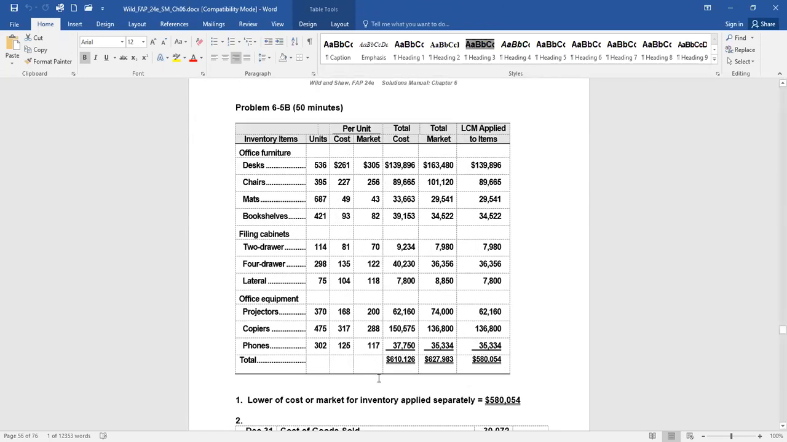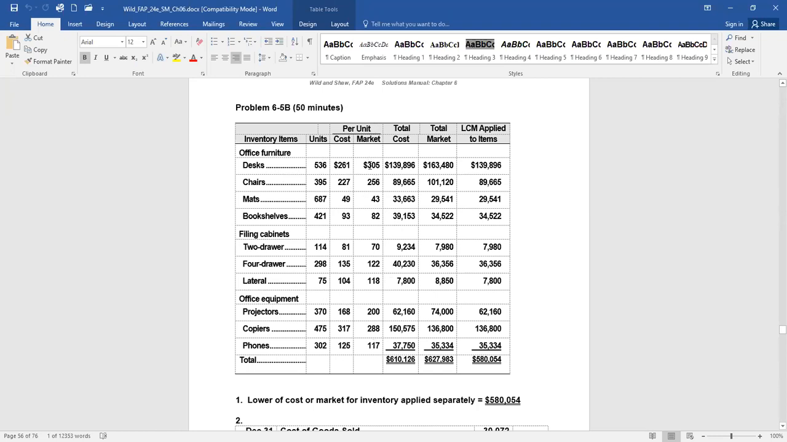All right, here it is. A physical inventory of Office Necessities Company taken at December 31st reveals the following. Compute the lower of cost or market for the inventory applied separately to each item. So what we're doing here is first we're saying how many desks are there? So how many units of each? What's the cost per unit? What's the market per unit?